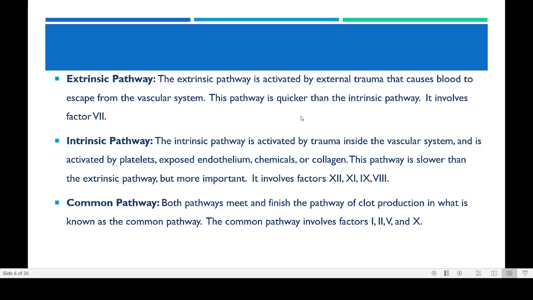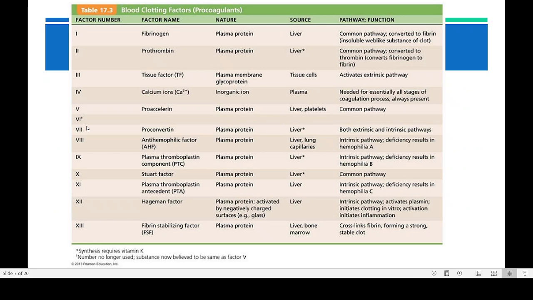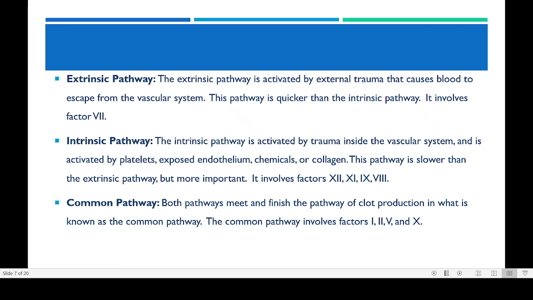The one peculiarity is that this pathway is very fast, quicker than the intrinsic pathway, and it involves a factor known as clotting factor 7. Here you can see it is pro-converting. Clotting factor 7 is involved. What is the function of pro-converting? Pro-converting helps in the conversion of prothrombin into thrombin. That is one important function of pro-converting. So in the extrinsic pathway, this clotting factor 7 or pro-converting is involved.